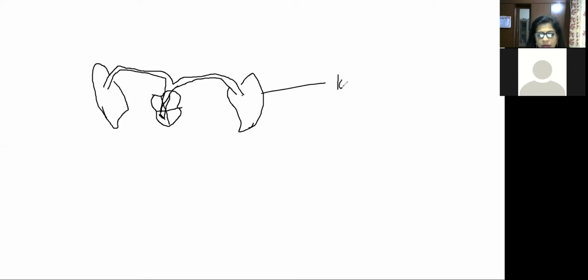The two lungs are receiving the blood. I'm sorry for the drawing, it's not a very good drawing because I'm new to this, but still you can make it out, I think. These are the two lungs. One lung I'm drawing here, another lung I'm drawing here. These are the two lungs I'm showing you.